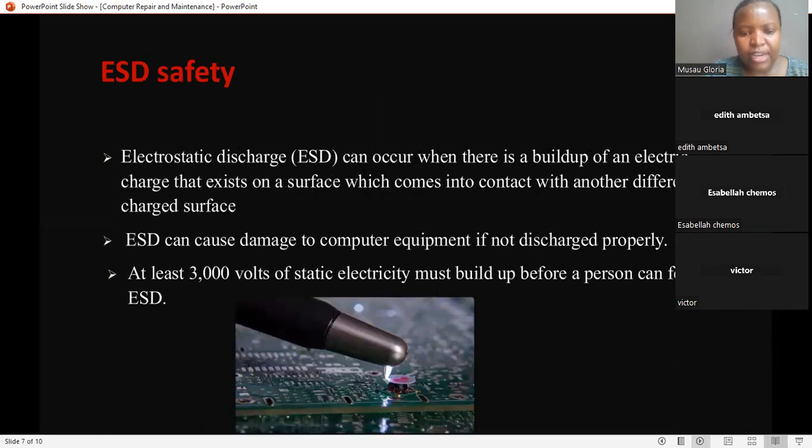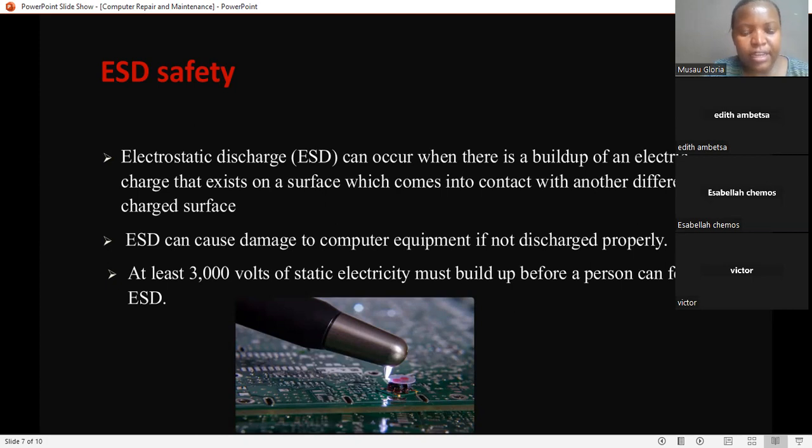Then you have something called ESD, which means electrostatic discharge. ESD can occur when there's a buildup of an electric charge that exists on a surface which comes into contact with another differently charged surface. So electrostatic discharge can cause damage to computer equipment if not discharged properly.